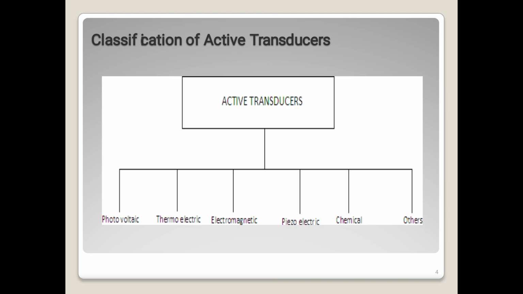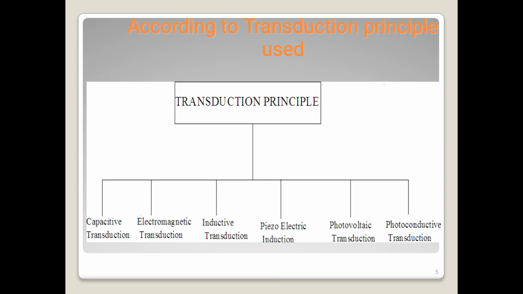Active transducers are classified as photovoltaic transducers, thermoelectric transducers, piezoelectric transducers, chemical transducers, and various other types. Another classification is based on the transduction principle being used: capacitive, inductive, piezoelectric, photoelectric, photovoltaic, and photoconductive. So these are some of the transduction principles we are using.